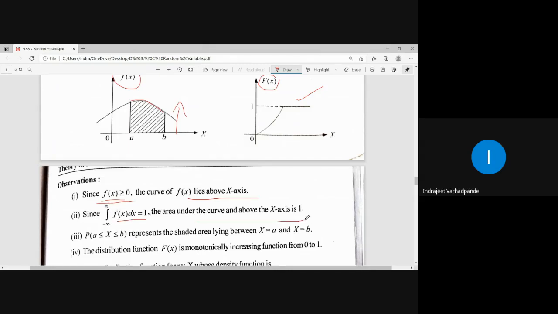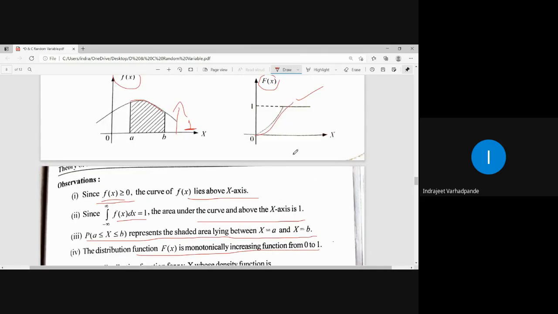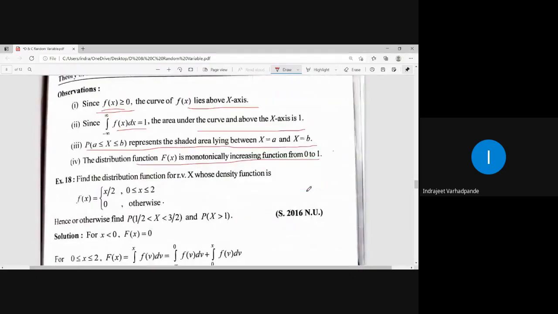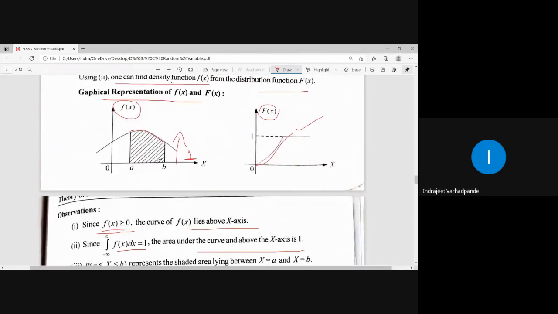So the area under the curve and above the x-axis is 1, because the value of the integration is 1. This represents the shaded area lying between x equal to a and x equal to b. The distribution function is monotonically increasing. This is an increasing function from 0 to 1. Clear up to this, everybody? These are the points to be remembered, not to be written. They are just observations from this graphical representation.